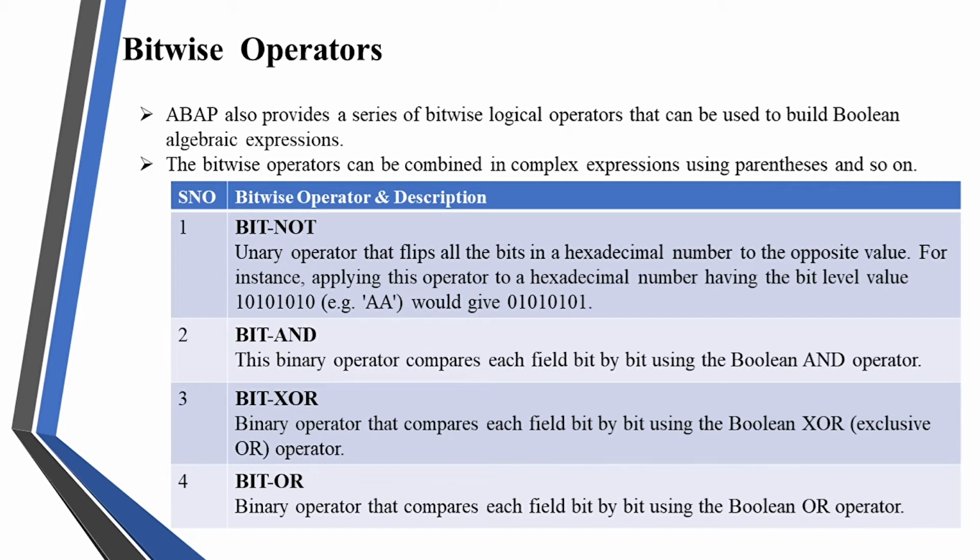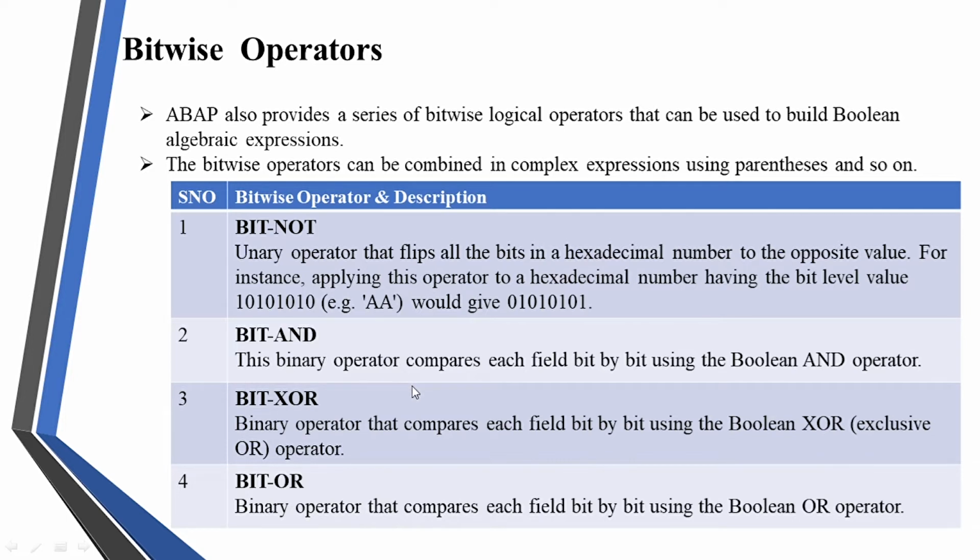Next is bitwise operators. In general, bitwise means we work on binary digits and binary hexadecimal values. We have bit operators like BIT-NOT, BIT-AND, BIT-XOR, BIT-OR. BIT-NOT means whatever you are writing, quite the opposite of that. That means if A is equal to 1, then A BIT-NOT is equal to 0. So that flips it, quite the opposite.